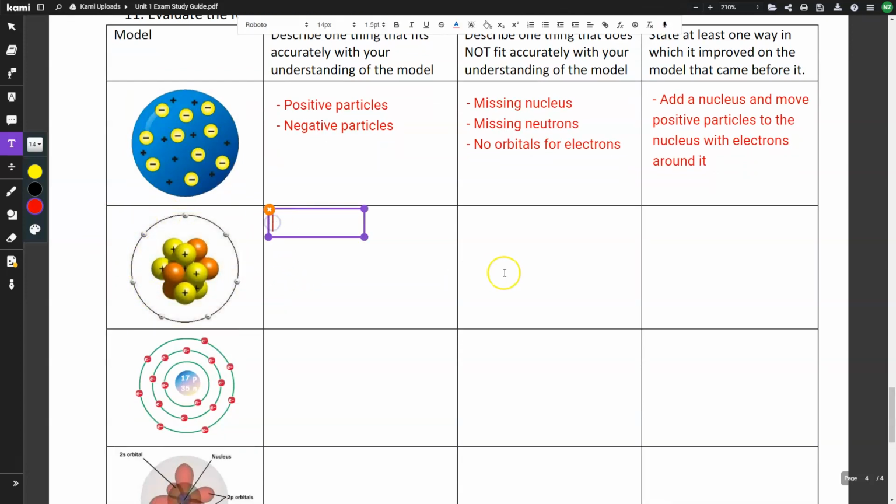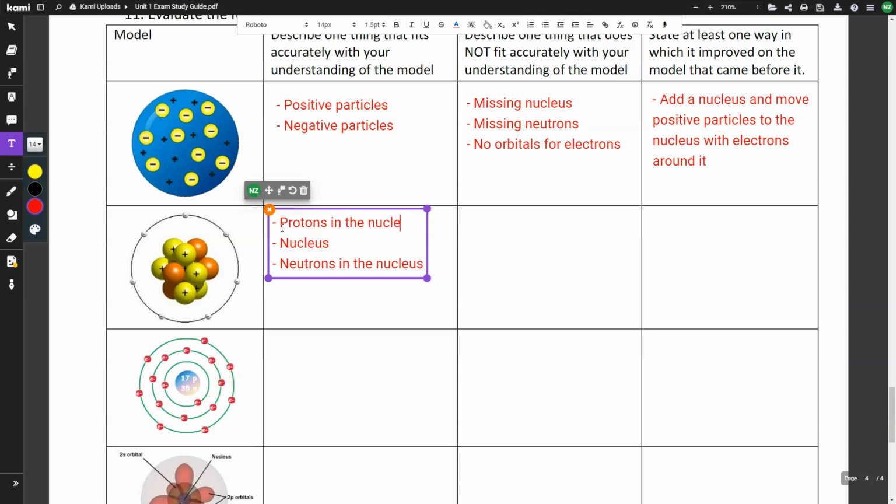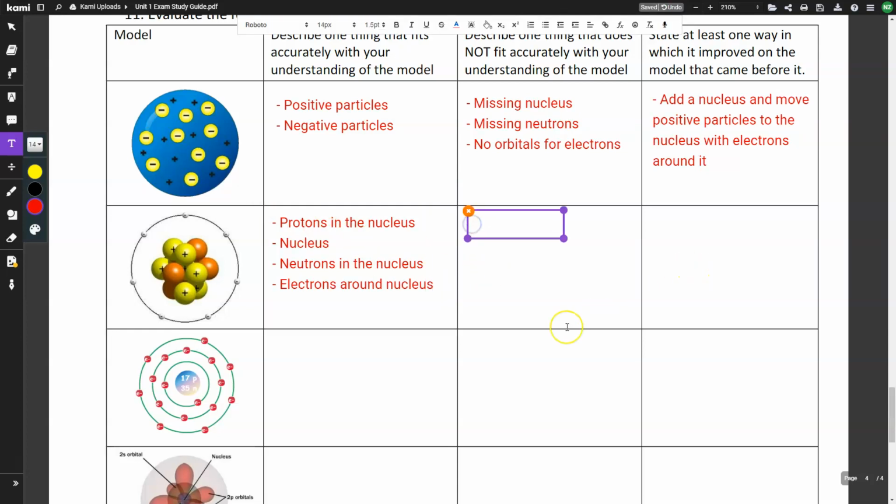So one thing that fits. Well, let's see. We've got positive particles. We have a nucleus. We have neutrons. We can assume they're neutrons in the nucleus. Instead of saying positive particles, let's go ahead and call these protons. And then we have electrons around the nucleus. One thing that doesn't fit accurately is we have too many electrons in the first energy level. That first energy level only holds 2.